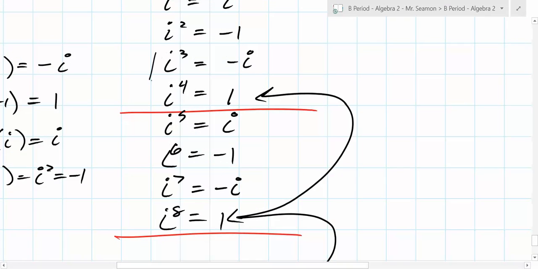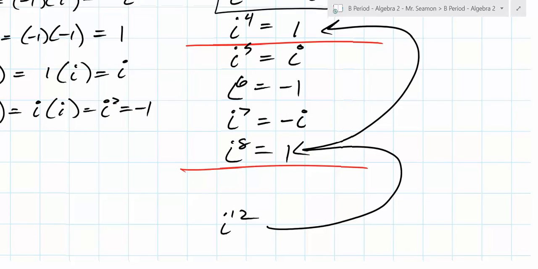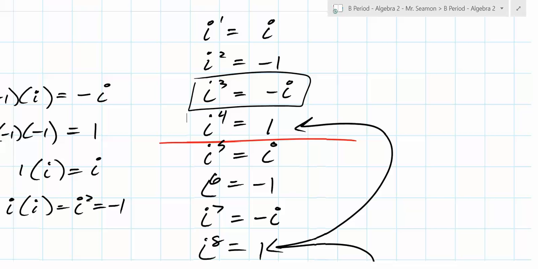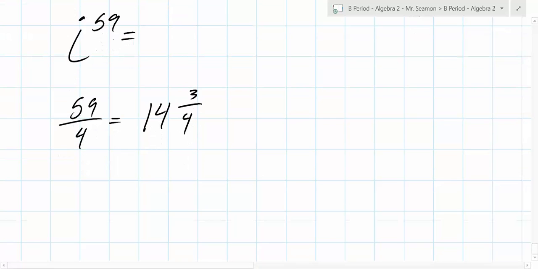So which one do you think it's going to be? Negative i. Very good. Let's test this out and see. There's a way we could do this pretty nicely. We could break it down again. We know it goes in 14 times, right? So you're going to have i to the 4th 14 times.